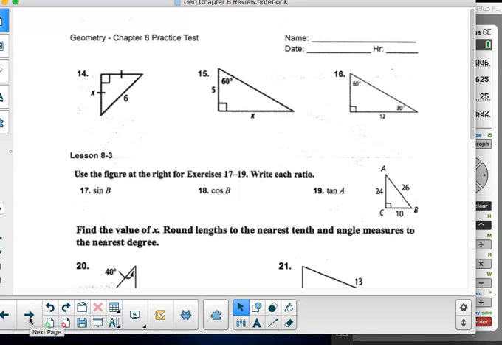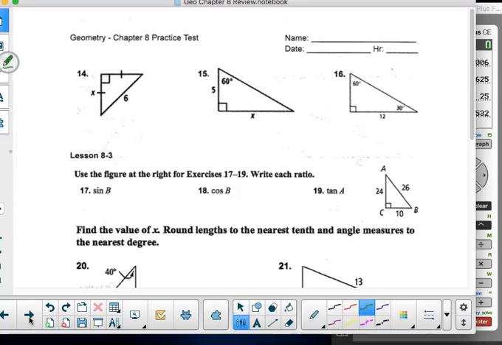Now, continuing on with my 45-45-90 and 30-60-90. Half of 6 is 3, 3 the square root of 2. Remember this is a 45-45 because it's an isosceles right triangle. This is 60. So I've got to take my 30-60-90, x, 2x, and x the square root of 3. Well, this is 5 the square root of 3, and this is 10, according to that.